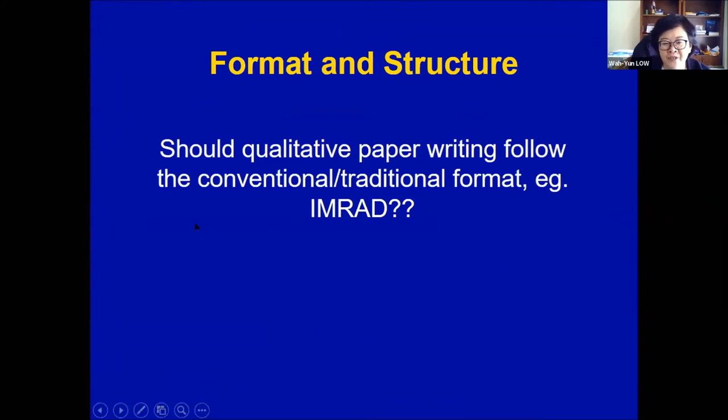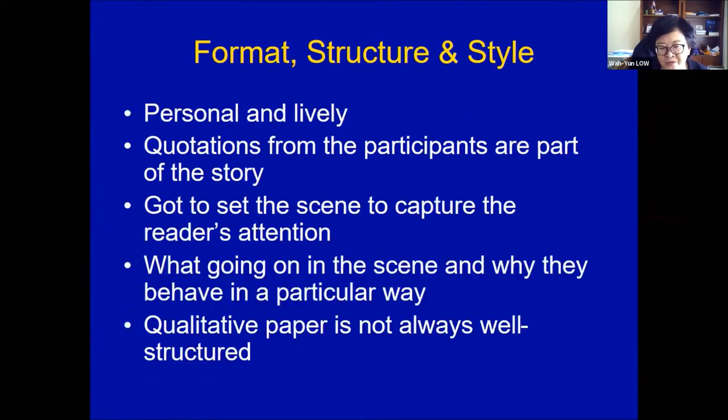So in qualitative research, do you actually follow the traditional format of IMRAD: introduction, methods, results, and discussion? Sometimes it varies from journal to journal. In qualitative research, your style can be personal and it has to be lively, because you're quoting the voices of the participants, and they are real to the participants. Yeah, the voices are real to them because it's their voices, it's their story.